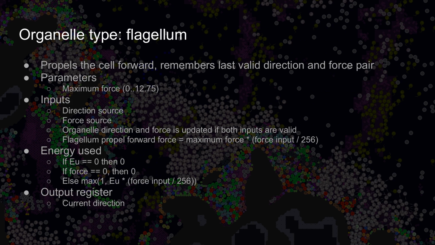If the input force is 0 or the energy to use is 0, then the energy used will be 0. Otherwise, it is scaling with the input force, but at least 1. The organelle remembers the last valid direction and force input and does not change course until a new valid input pair is received. The output register of the organelle is the direction the flagellum is heading currently.